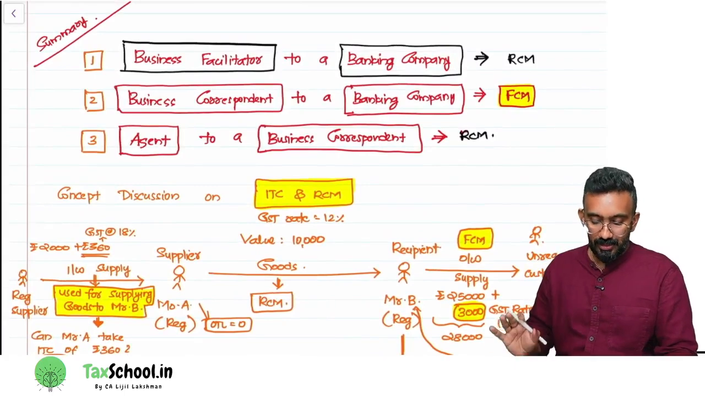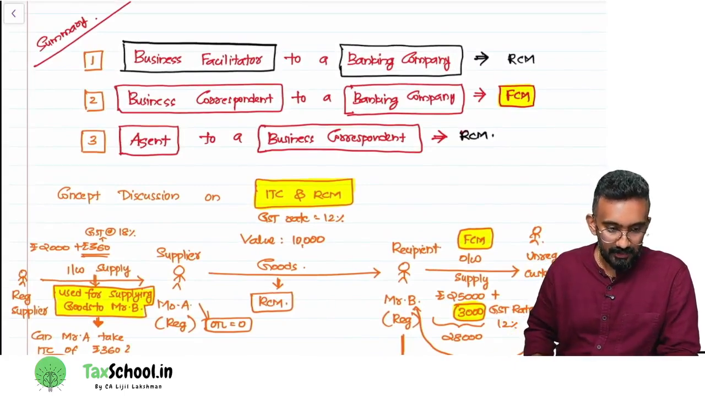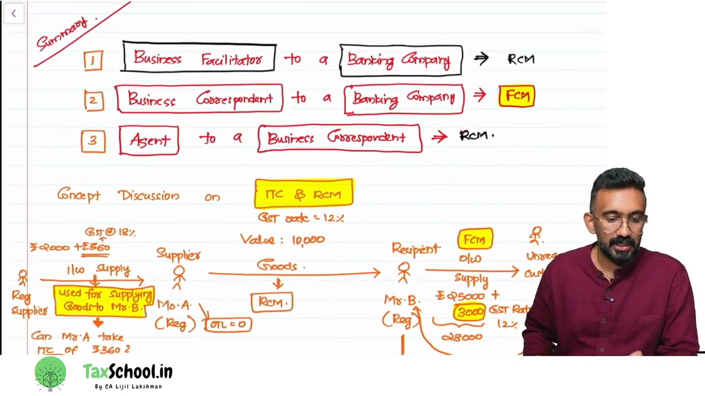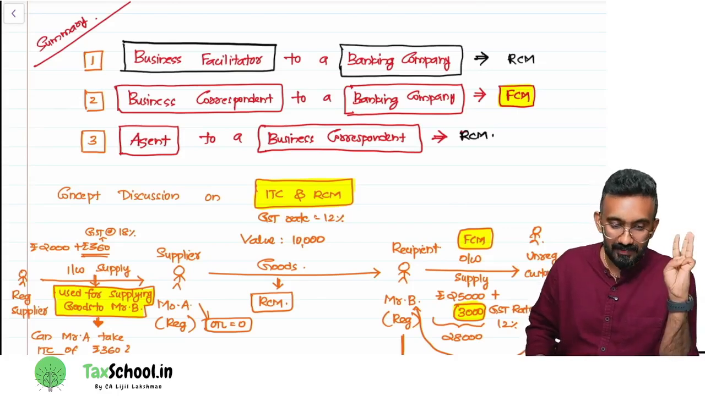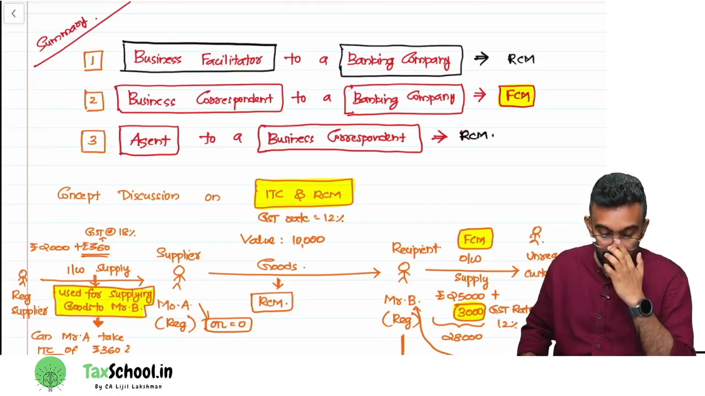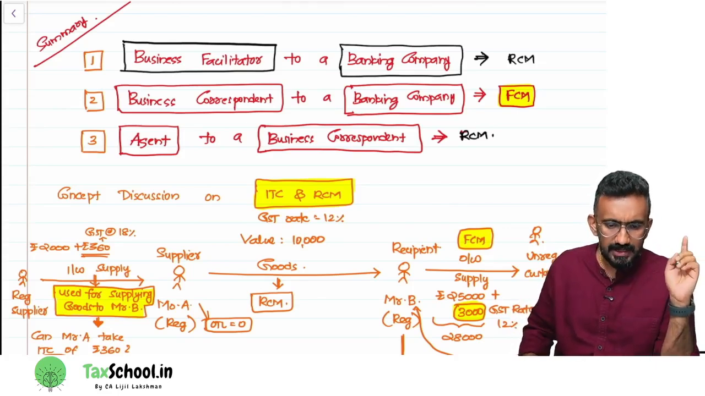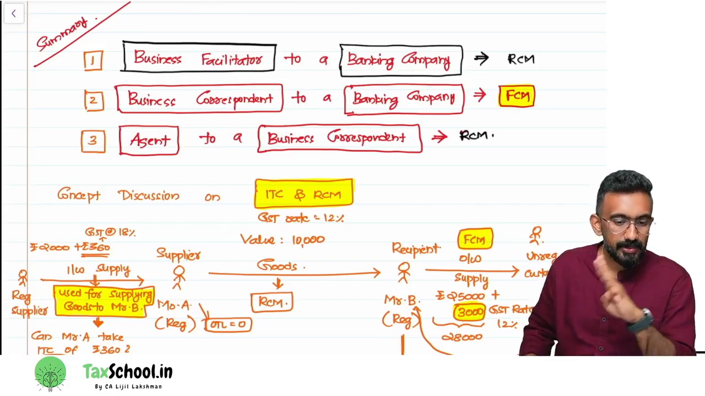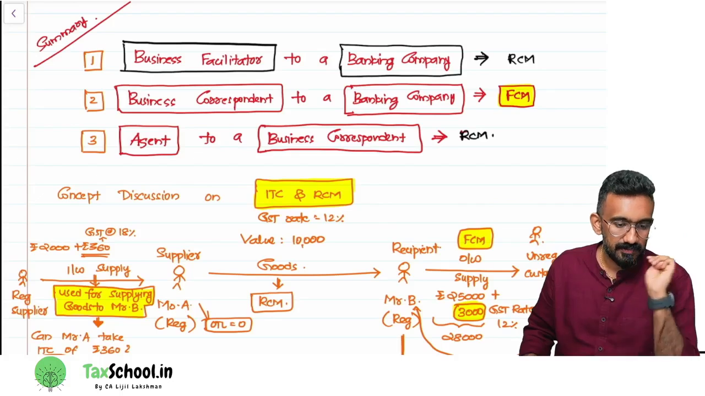So this is what you should remember for the examination. Either you can take a photo and then keep, or you can scribble and then keep. There are 3 transactions that we have here. Transaction number 1, business facilitator to a banking company. It is under reverse charge. Second, business correspondent to a banking company, which is under forward charge. The third one, agent to a business correspondent, which will be taxed under RCM.